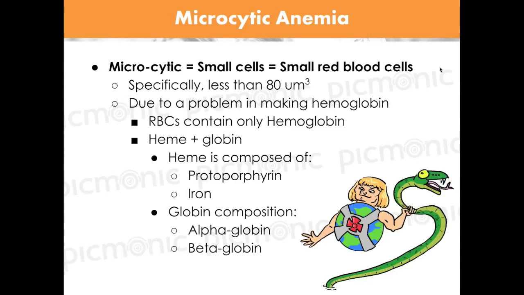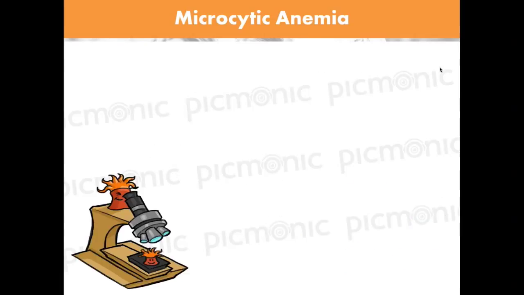Okay, so let's talk about the microcytics. Microcytic means small cells, small red blood cells, okay? They're less than 80 micrometers cubed. And pretty much you have a problem making hemoglobin. Think of hemoglobin as 2 parts, heme and globin, right? Heme is made of protoporphyrin and iron. And the globin chains are either alpha globin or beta globin. A lot of you guys are already like, oh yeah, alpha thalassemia, okay. We'll get to that stuff. But yeah, you're starting to make these connections, good.